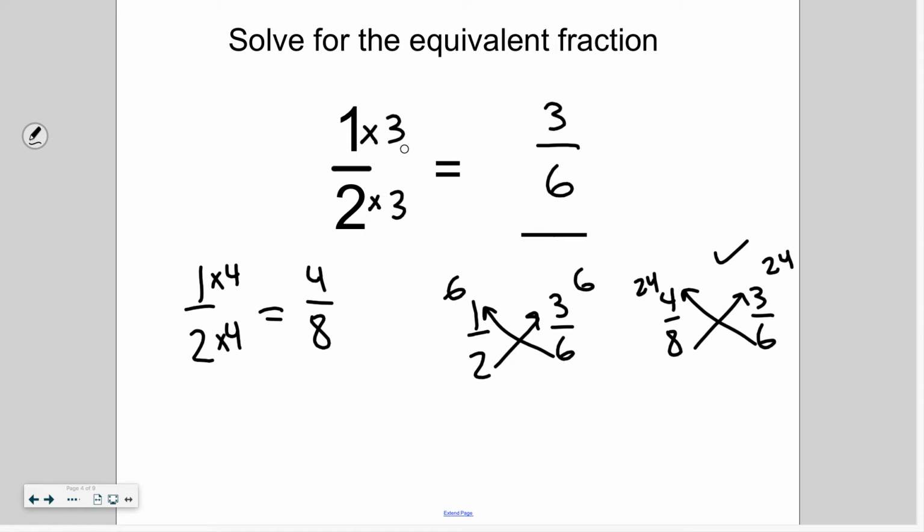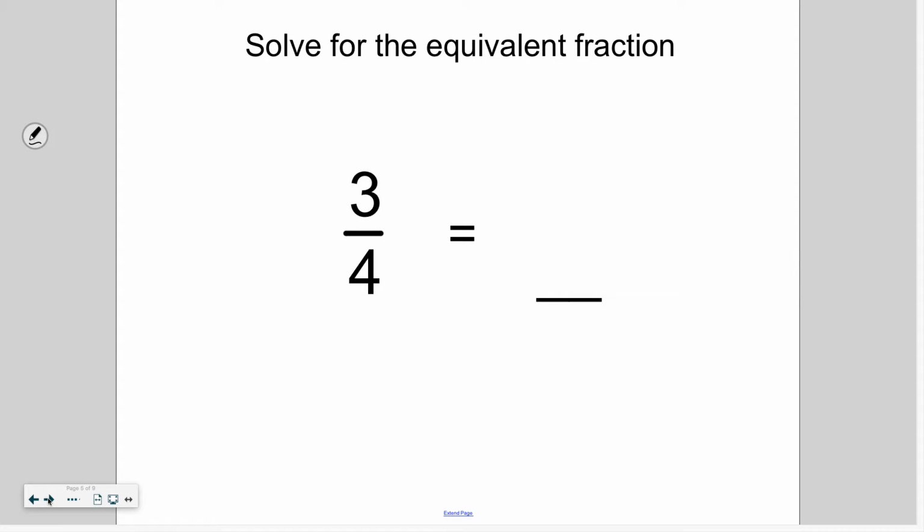So it doesn't matter what number you multiply by, it just has to be the same number for the numerator and the denominator. So go ahead and try this one. You can multiply the numerator and the denominator by any number you want, and then check your work by cross multiplying. So pause now, solve this one, and then check your work by cross multiplying. If you haven't already, please pause to solve and then press play when you're ready.